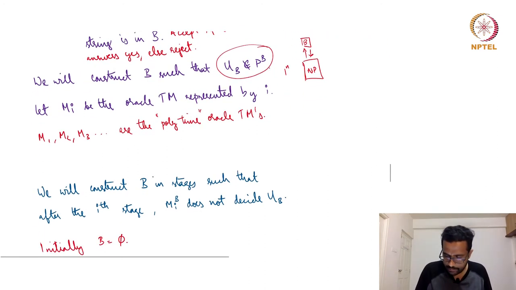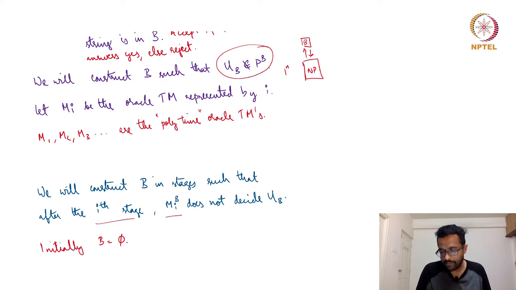Yeah, so we will construct B in stages such that after the ith stage, M_i to the B does not decide U_B. So none of these Turing machines, even with access to the oracle B, can decide U_B, right? So the problem is really what I said. It's because it basically is getting the input as the length of the string, and then it has to decide whether that string is in B or not, or that length string is in B or not.